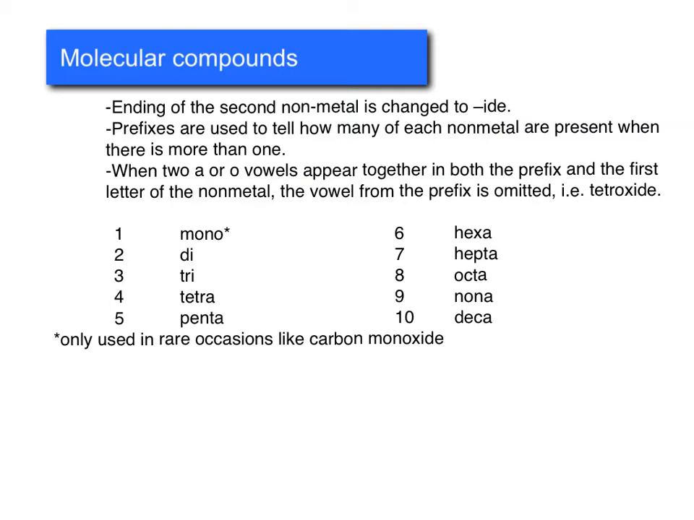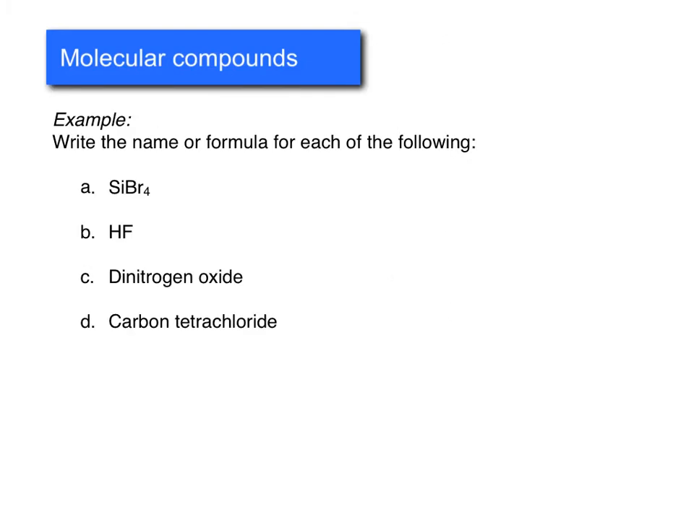All right, so let's do a couple of examples of these. For this first one, we have silicon, and then the second nonmetal is bromine, but we're going to change the ending to "ide," and there are 4 of them. So it's going to be silicon tetrabromide.